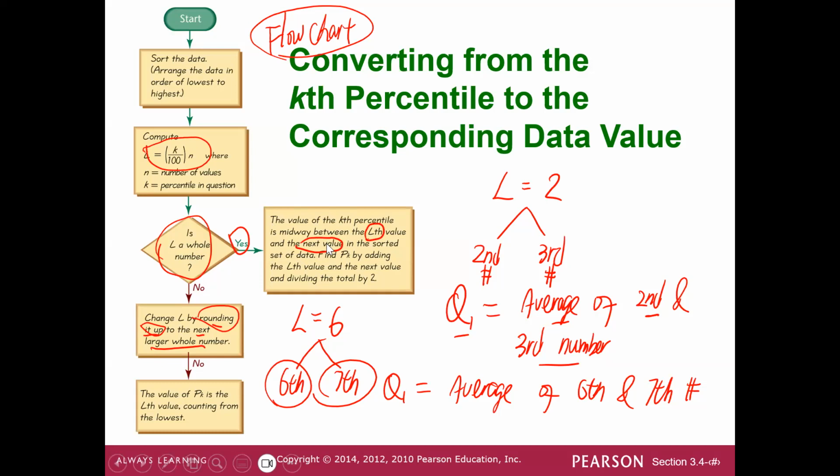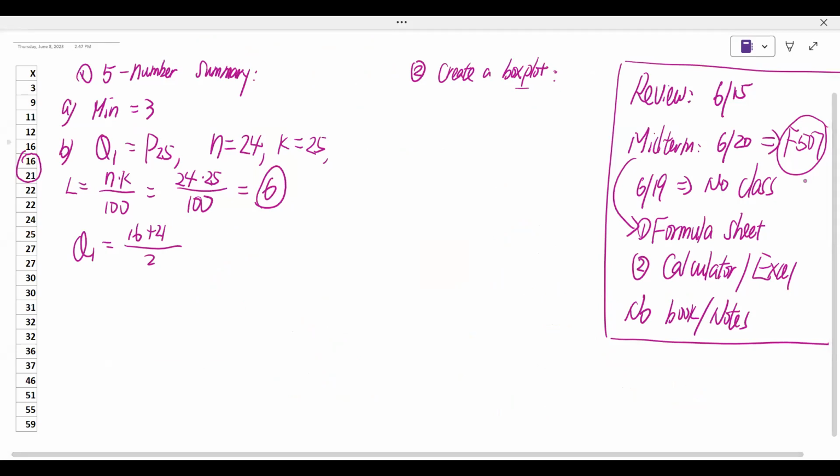If you really read through this information here, it actually gives us the direction to find those. That's why we're going to average the 6th number, this is 6, and that's a 7. So you average those two numbers. Is that clear, Eva? Following?